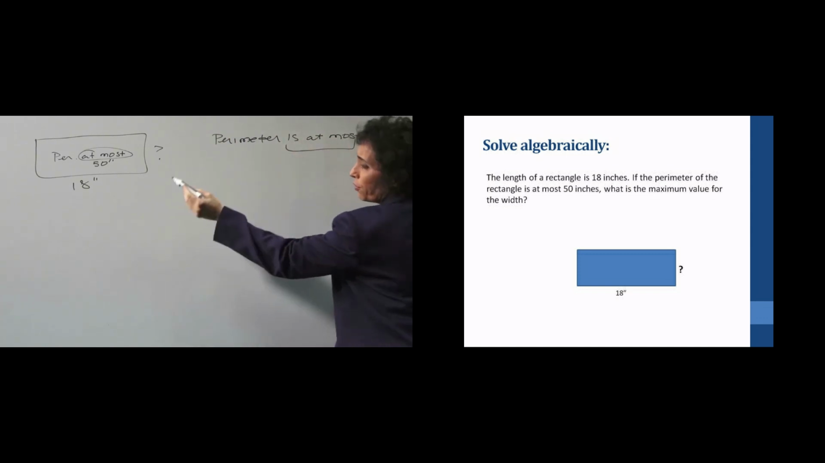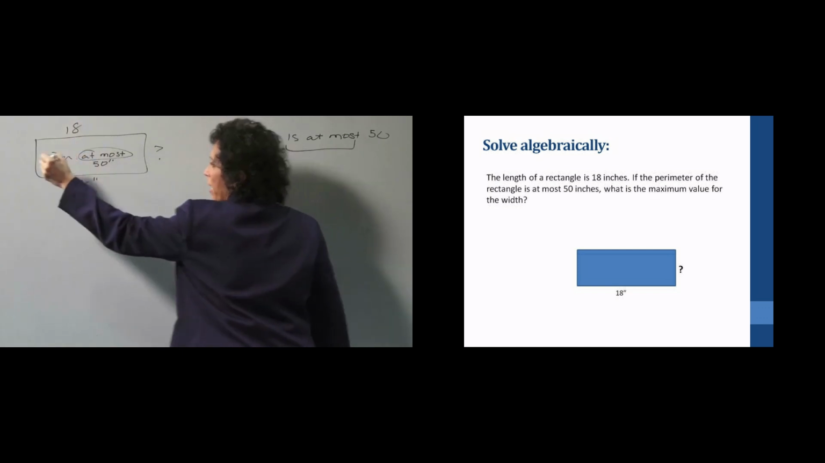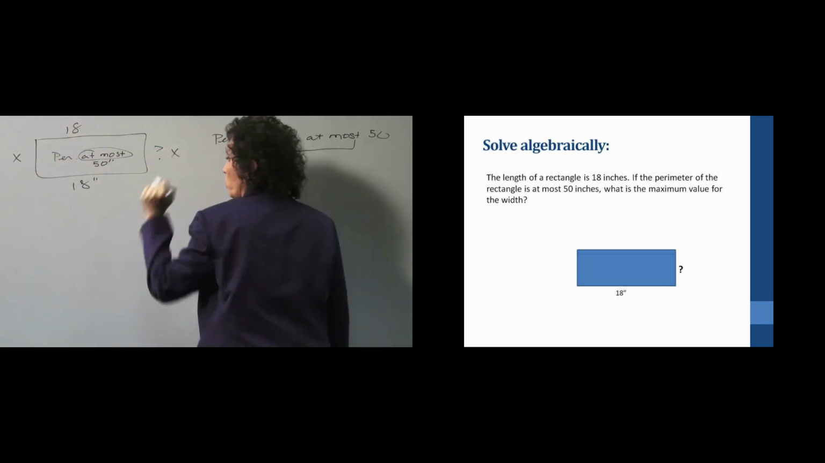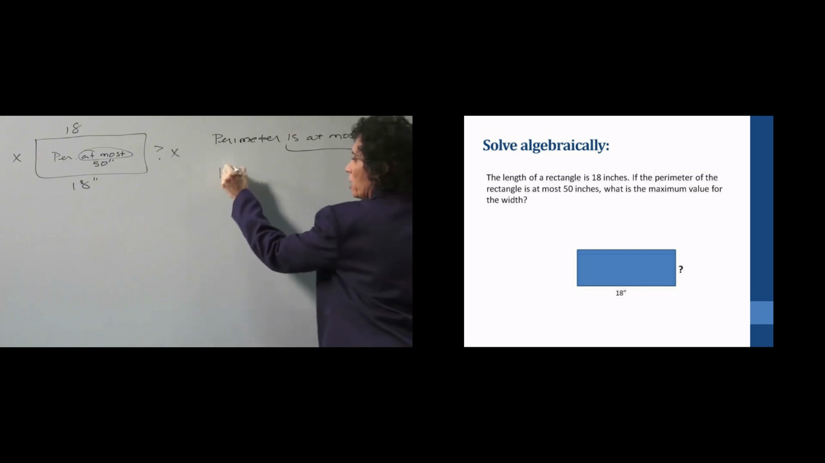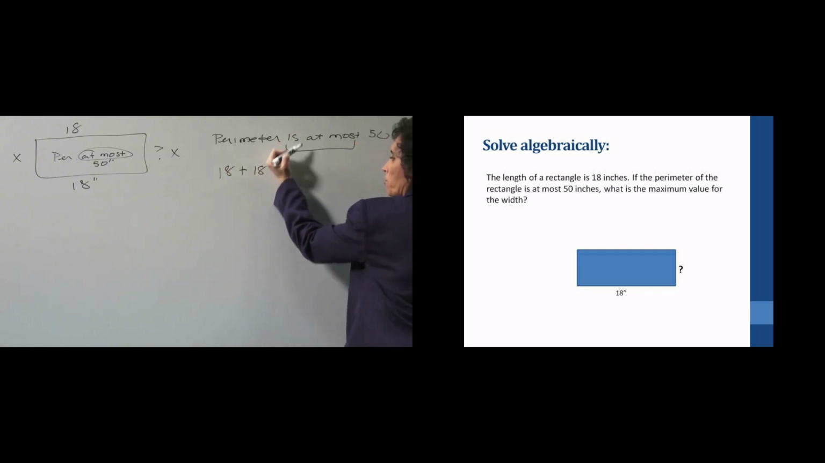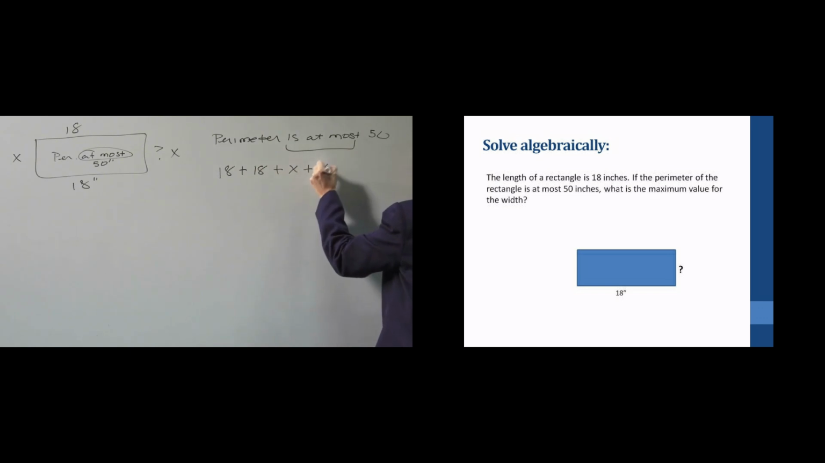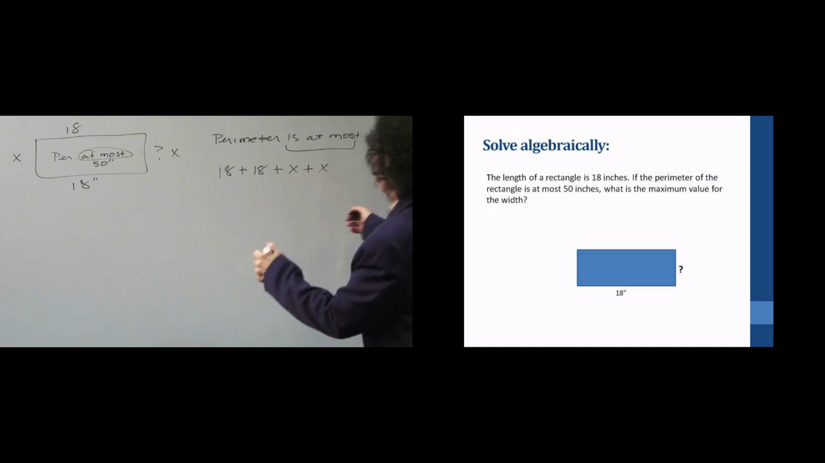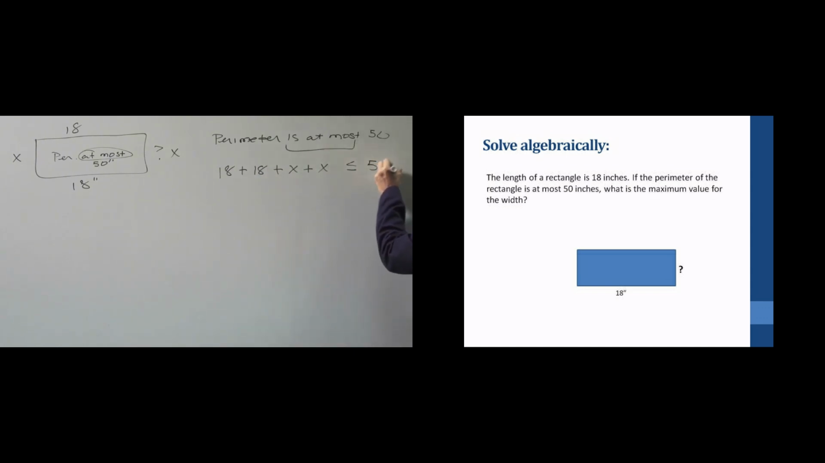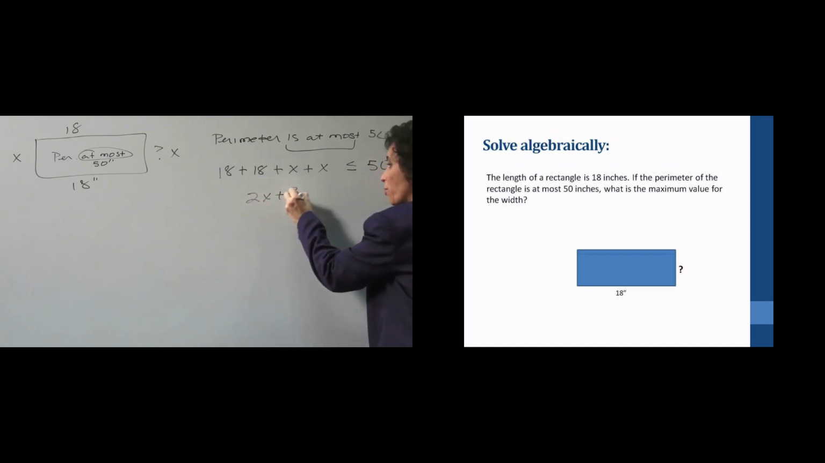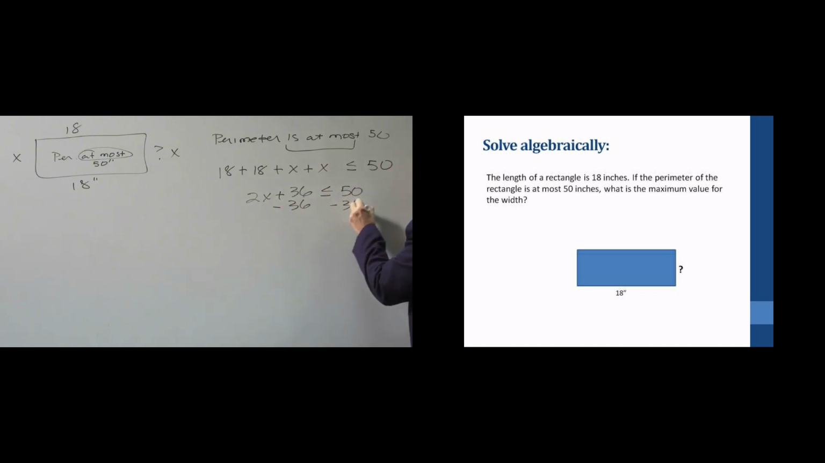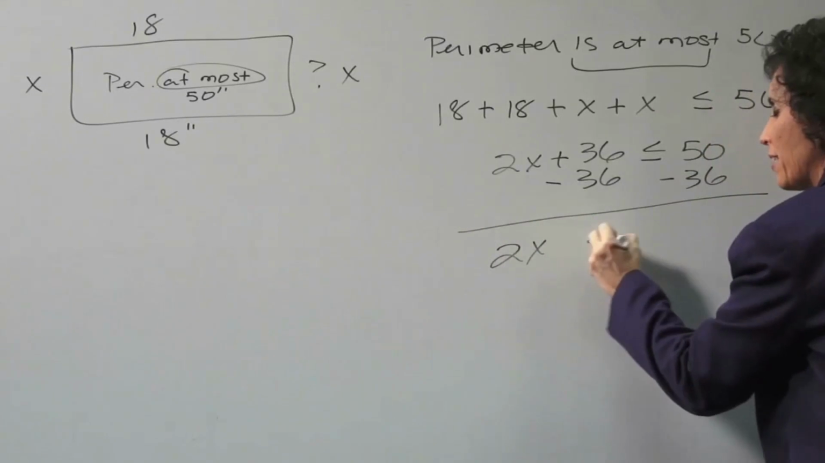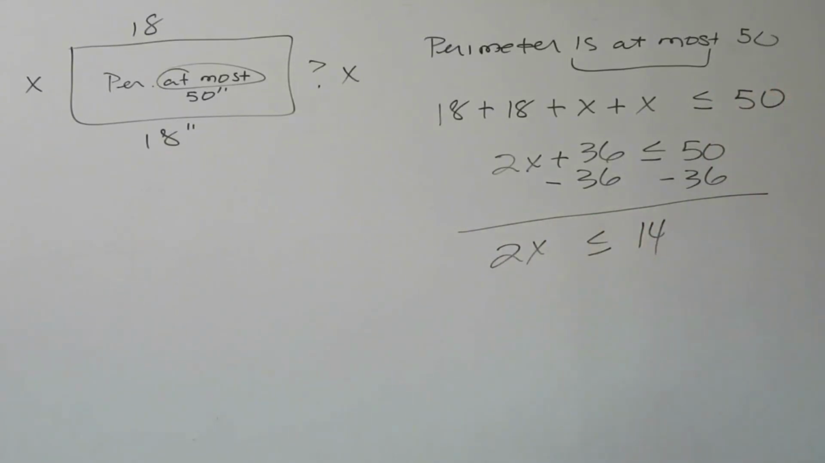So to get the perimeter, we have to add up all the sides. Let's call this question mark x. So we have 18 plus x plus x is at most, and if I have at most $50, it means I have less than or equal to 50. This is 2x plus 36 is less than or equal to 50. Subtract 36, subtract 36. 2x is less than or equal to 14.